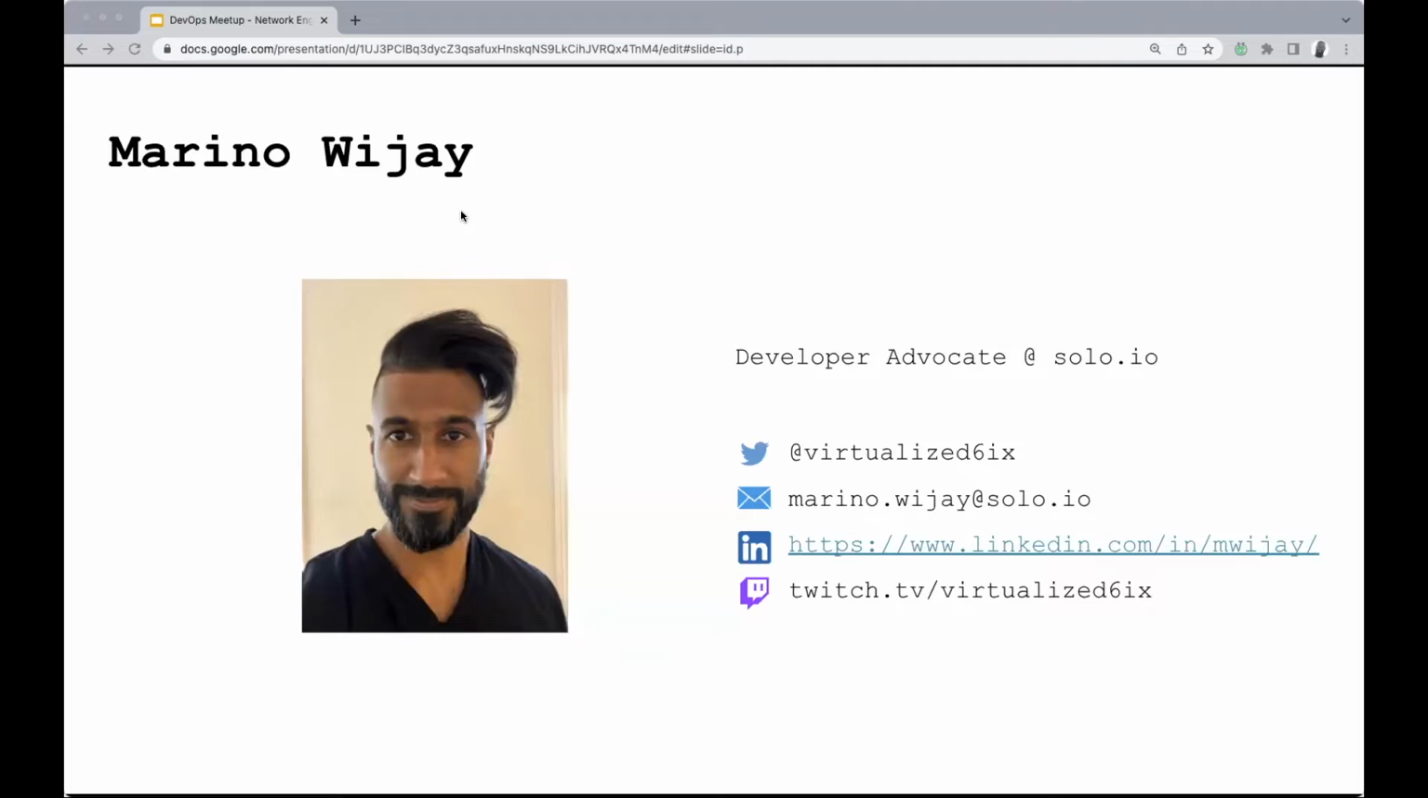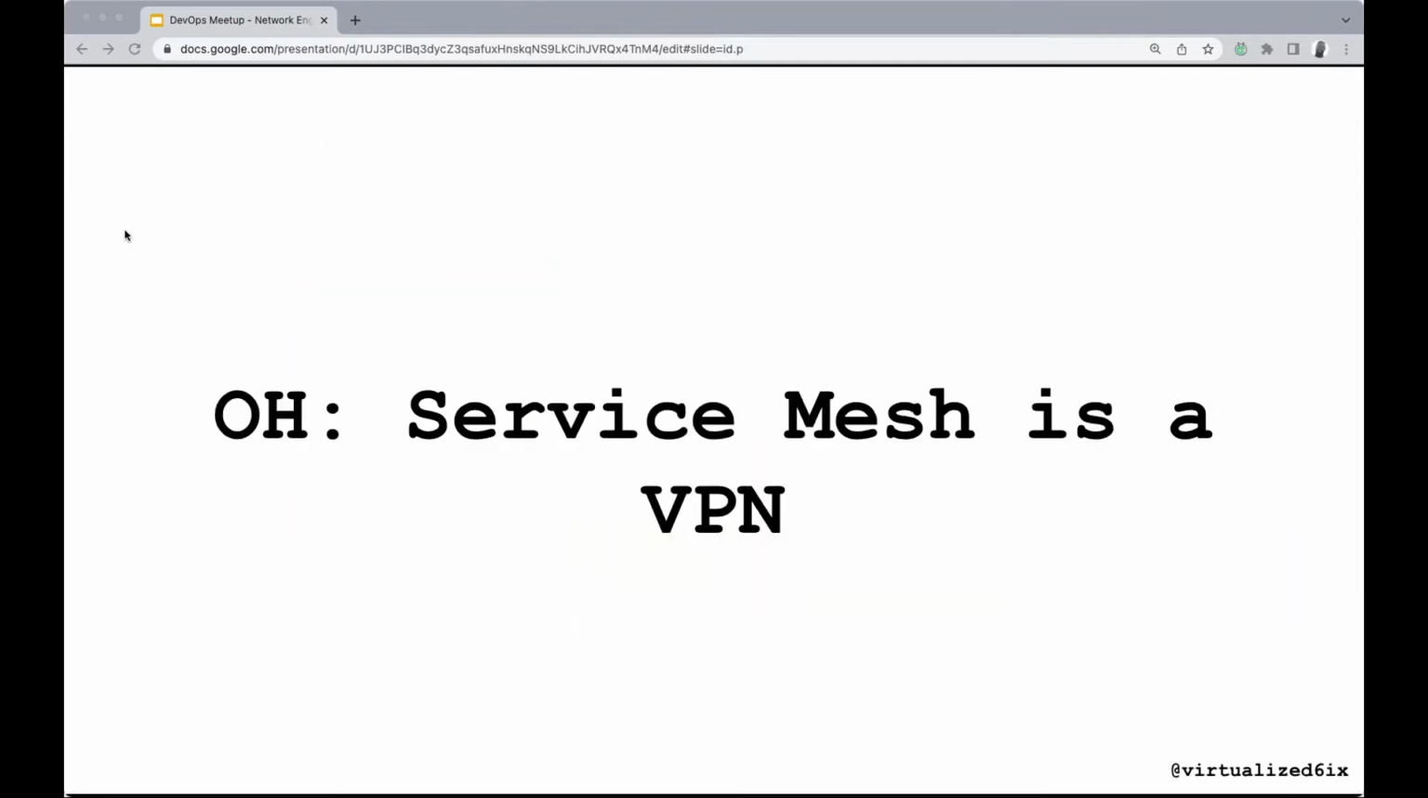Now, I will say this presentation is not about how to use a YAML file to configure your network. I'll talk about elements of that. This is not a highly technical talk, to be honest. It's really more about giving you a story and then forming a pathway for you to figure out how you can get there. So we'll start off with something very controversial: service mesh as a VPN.